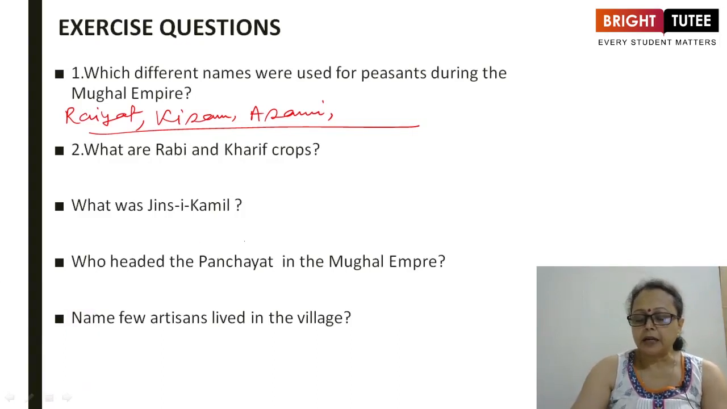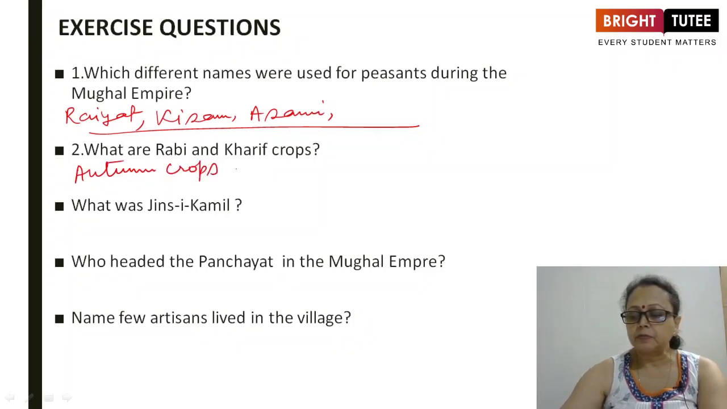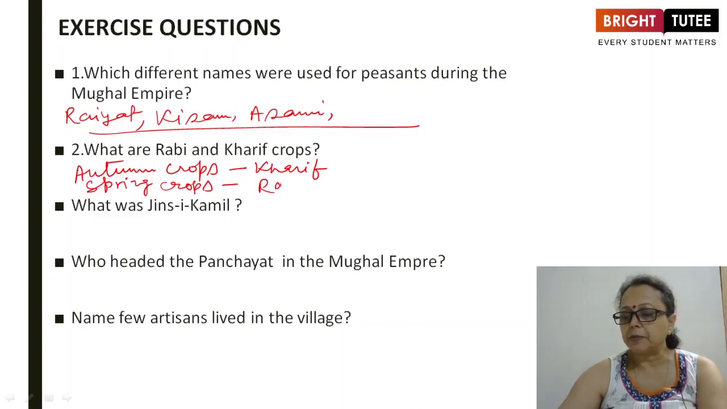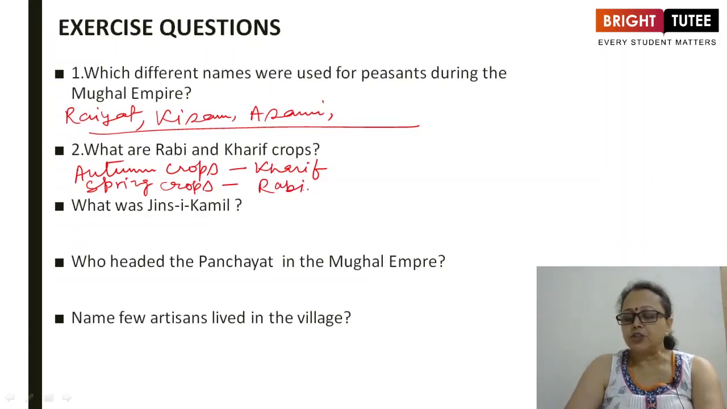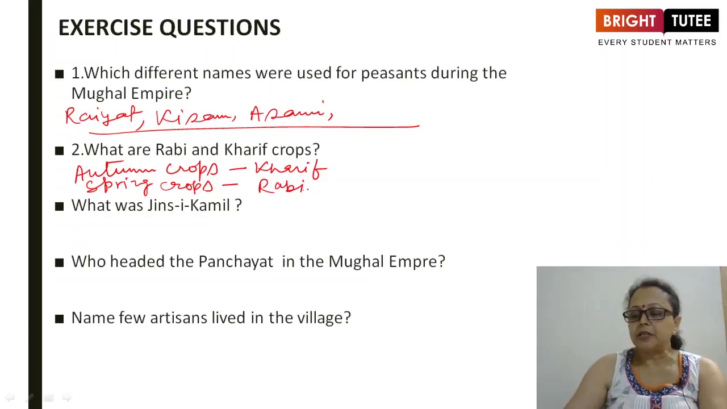What are Rabi and Kharif crops? Autumn crops are Kharif, and spring crops Rabi. What was Jins-e-Kamil? Jins-e-Kamil means the perfect crop.